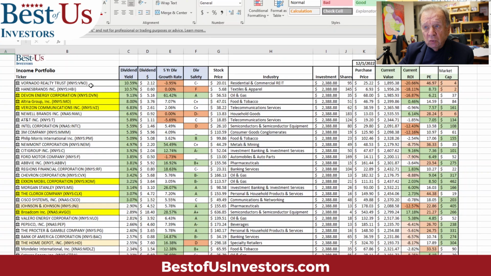Actually, by using this, Microsoft will fill some of these categories that I ask for, such as stock price, what their industry is. They also give me their PE ratio, the market cap. Then the next thing I did was say, okay, well, on December the 1st, I invested $2,388 into every one of these stocks, and how has it fared since December the 1st?